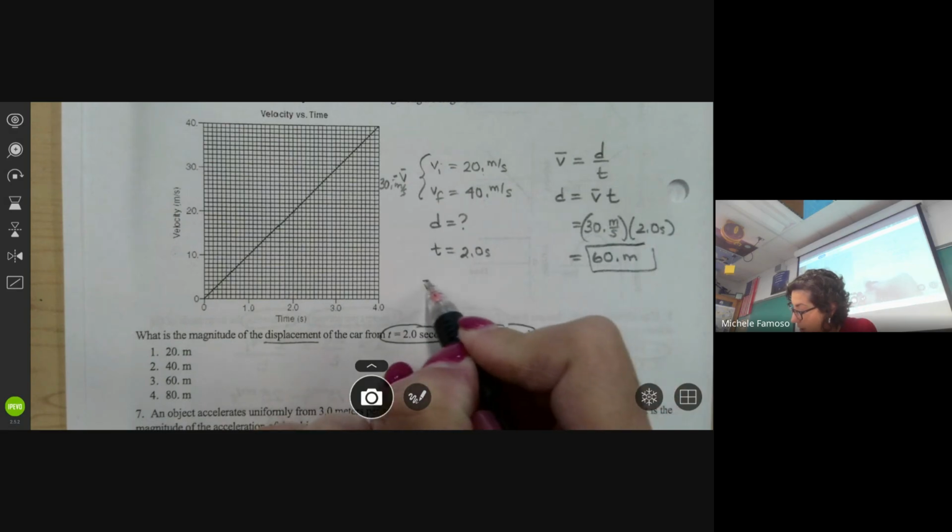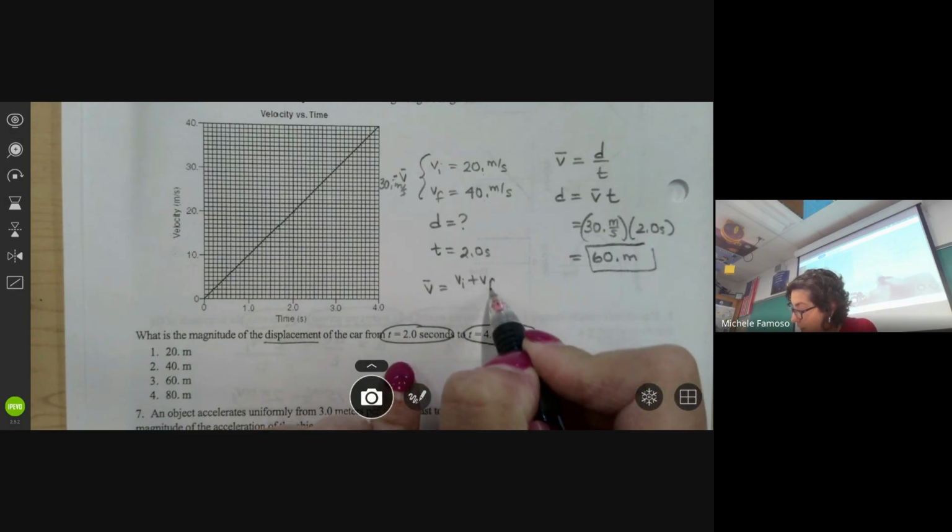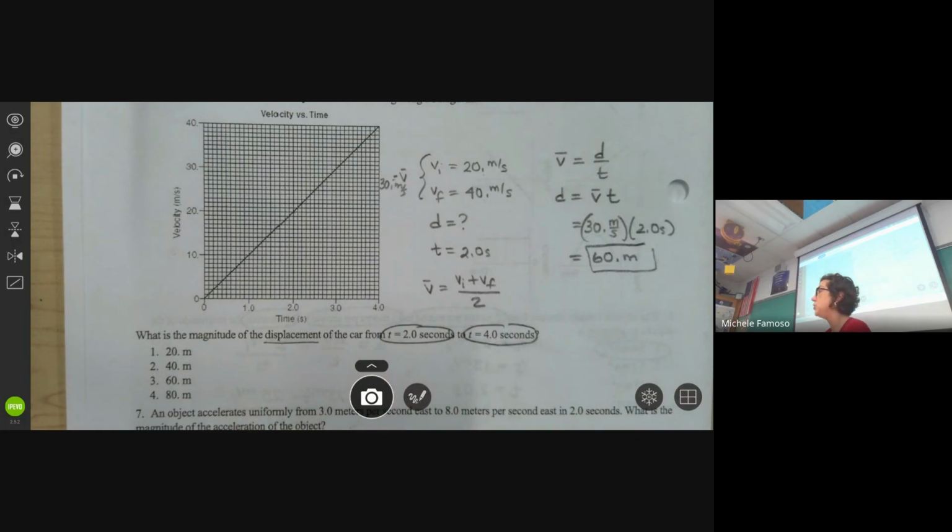Remember how you get a V-bar? If you have 2 velocities, you add them up and divide by 2, just like you would do with 2 test grades. You'd add them up and divide by 2. You don't want me subtracting your test grades and dividing by 2 to come up with your average test grade in this class, do you?